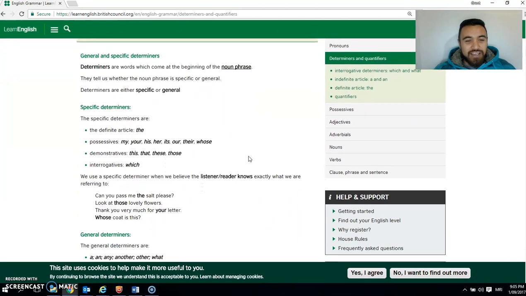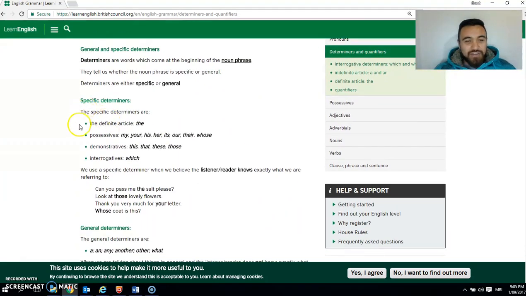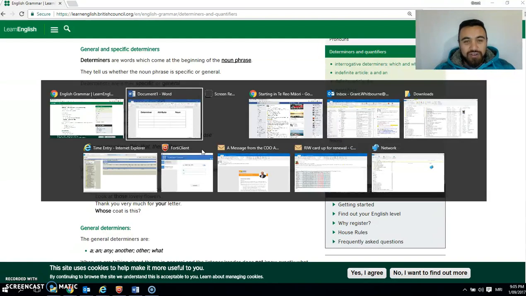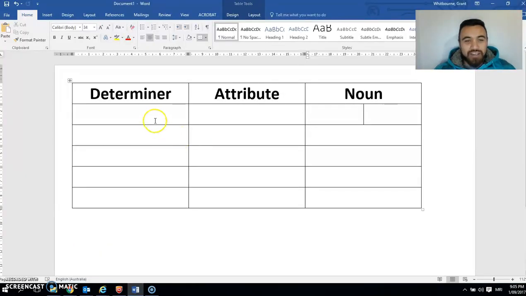We look down here, specific determiners. So we're looking for words like the, my, your, his, her, its, our, their, whose. Those sorts of words are the determiners. So if we flick back here, we'd be saying something like the, sorry, that shouldn't say noun. That should say Hoki. Oops.